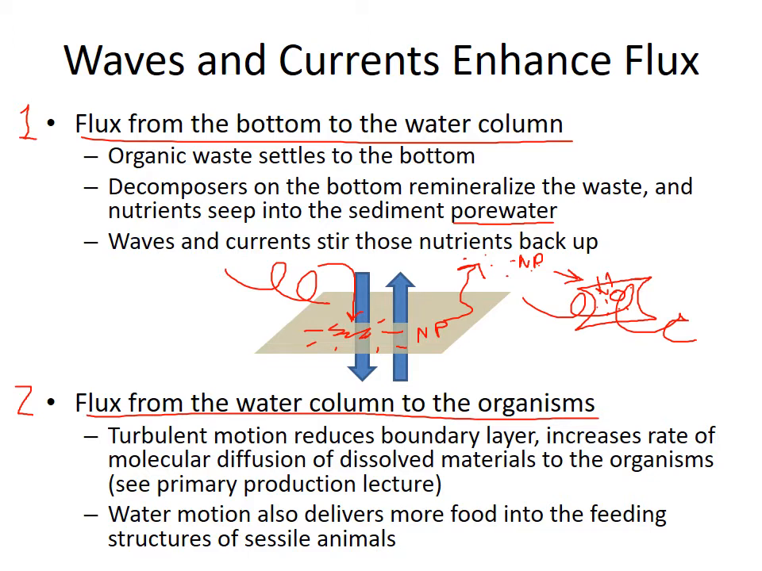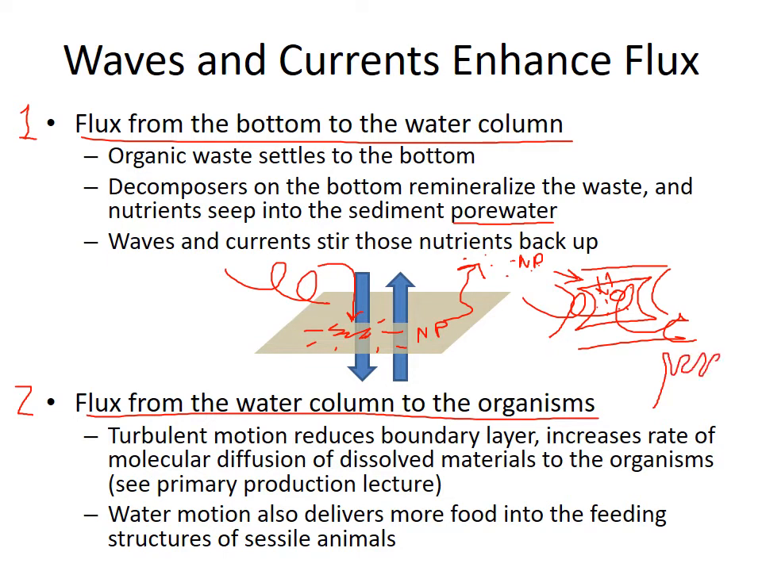the diatom cell. The same thing if, instead of being a single-celled alga, it was a seaweed or something, that could help deliver the dissolved materials more efficiently across that boundary layer, sort of the area around the cell, into the cell. Water motion can also help heterotrophic organisms like a sea anemone.